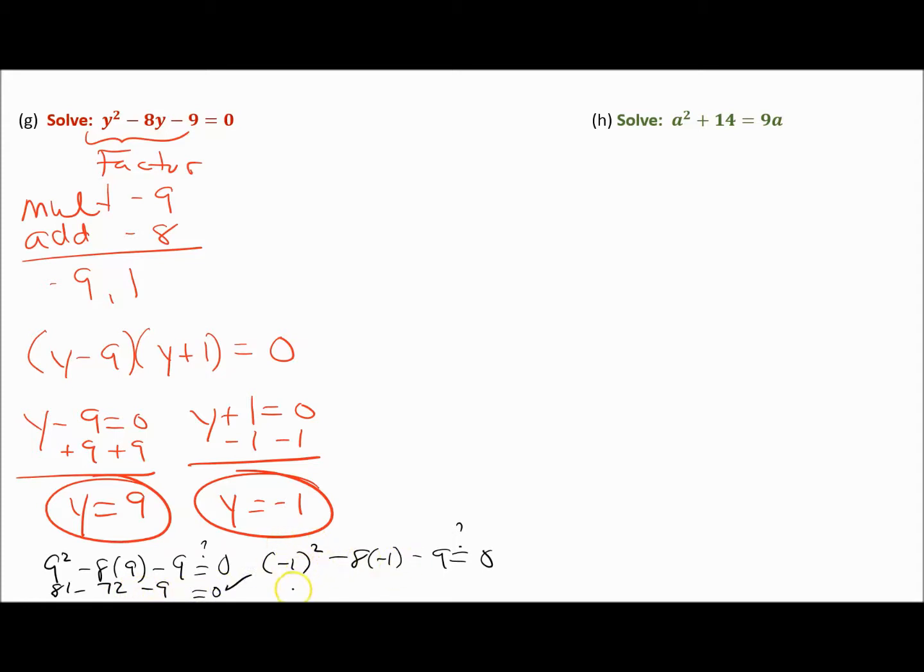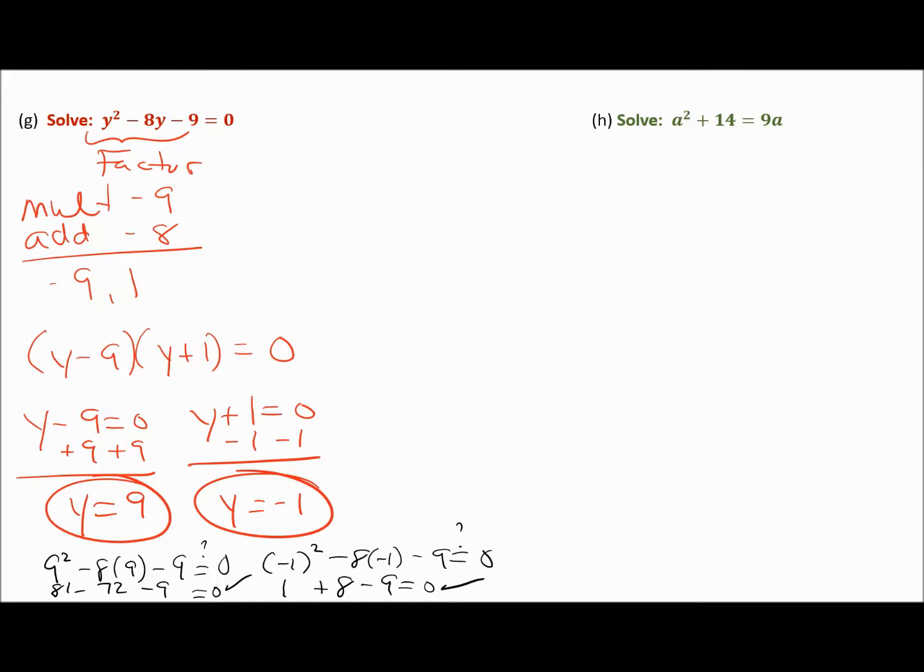Over here, negative 1 squared is 1. Negative 8 times negative 1 is plus 8. Minus 9 equals 0. 1 plus 8 is 9. 9 subtract 9 equals 0. That checks as well. It doesn't take long to check. I may not check all these just due to space on my PowerPoint or time, but you always should check yours, especially when you're taking a test.